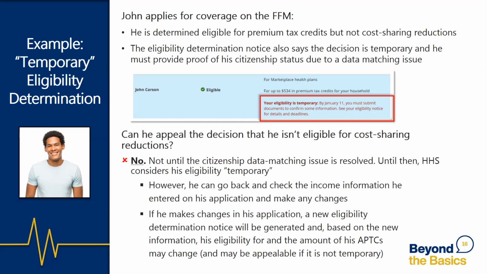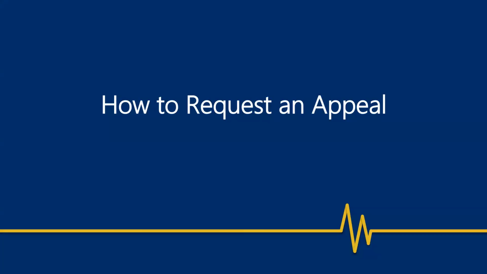He could first go back and reassess the income information he provided during his application. And if he realizes, oh, maybe I didn't put in something, a summer job or a little bit of extra income I got, maybe that's the problem, he can go back and check the information and make changes. And if he makes any changes, he'll get a new determination. That may still say it's temporary, or it may actually say there's no longer an income issue and he can proceed. So those are our first two examples.